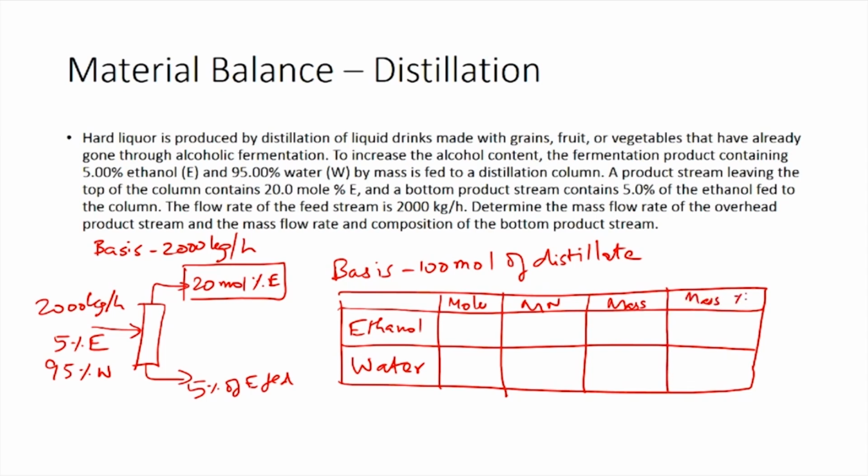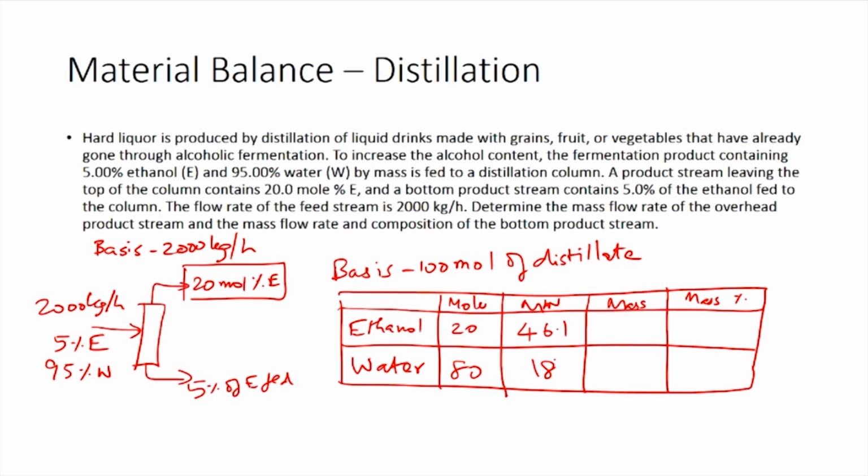So, the moles have been given as 20 mole percent and 80 mole percent for ethanol and water. Assuming the basis of 100 moles of distillate, we know that 20 moles of ethanol and 80 moles of water would be present in this 100 mole distillate. The molecular weight for ethanol is 46.1 grams per mole, and the molecular weight of water is 18 grams per mole. So, using the molecular weight we can convert the moles to masses by multiplying moles times molecular weight.